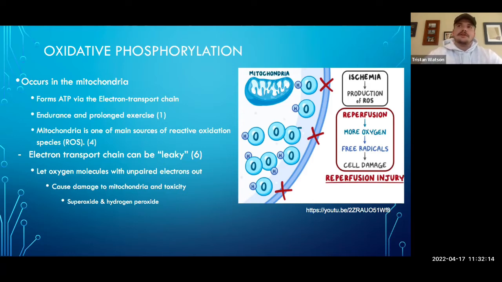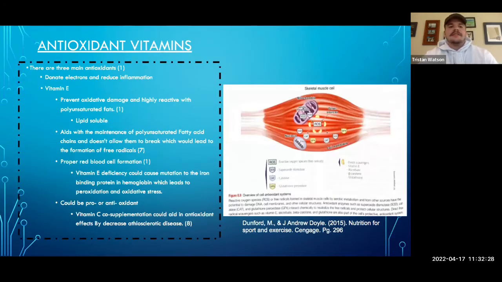So mainly endurance athletes. If you do prolonged exercise, you can see this accumulate really rapidly. So that's going to be the audience that we really want to look at and make sure they are taking the supplements, or through food, trying to get these antioxidants. The antioxidant vitamins, there are three main ones we're going to talk about today. What they do is donate electrons to reduce inflammation. They're donating that electron to make the oxygen molecule more stable, to not cause that oxidative stress.